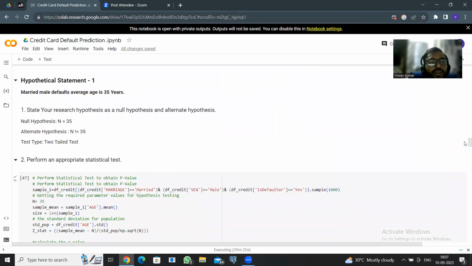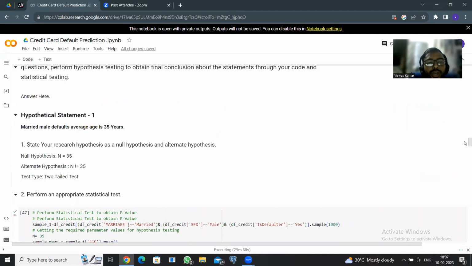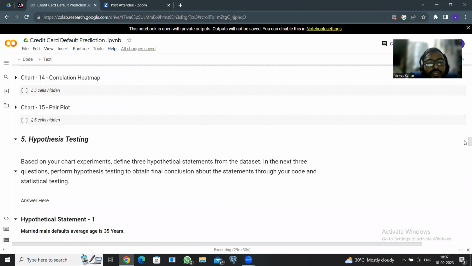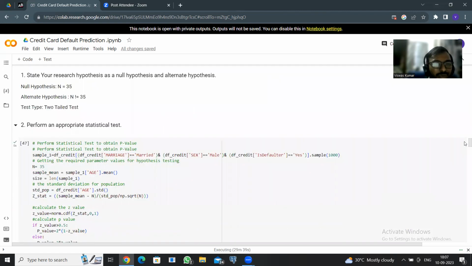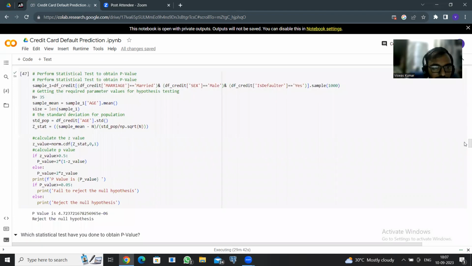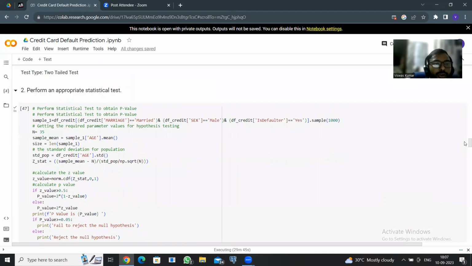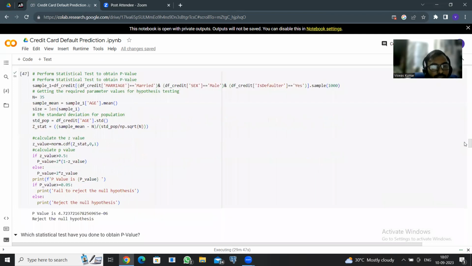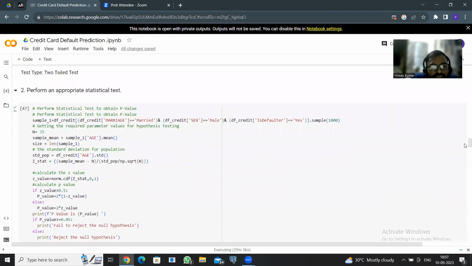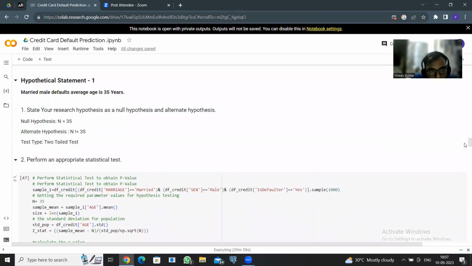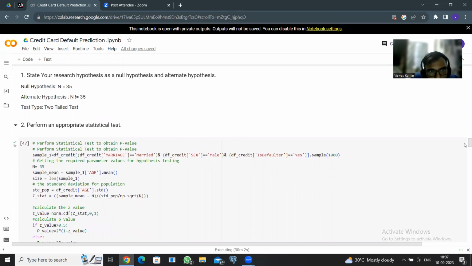So, hypothesis testing. Coming to the hypothesis testing, the null hypothesis is that a married male defaulter's average age is 35 years. I'm using the Z statistics test here to get the p value. Here I can conclude that the p value is less than 0.05, so I can easily reject the null hypothesis and accept the alternate hypothesis.